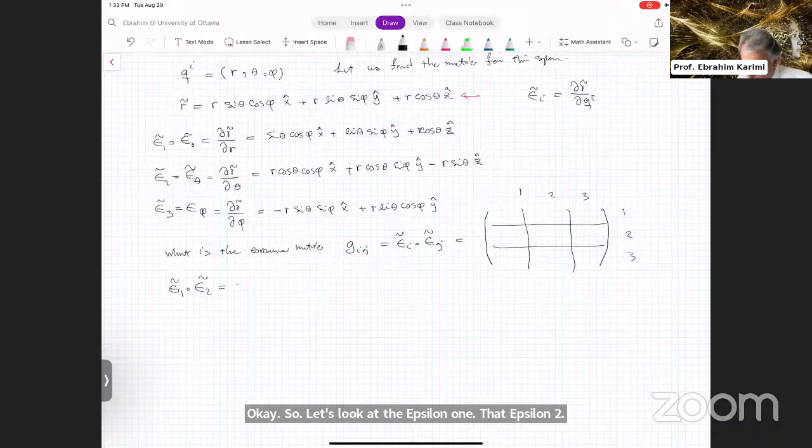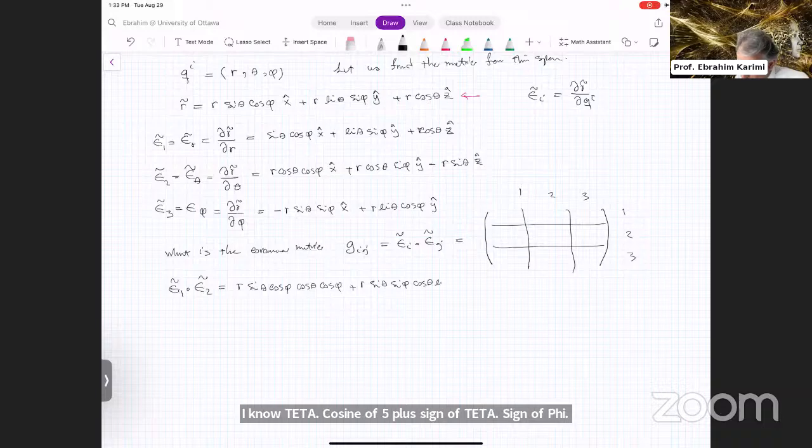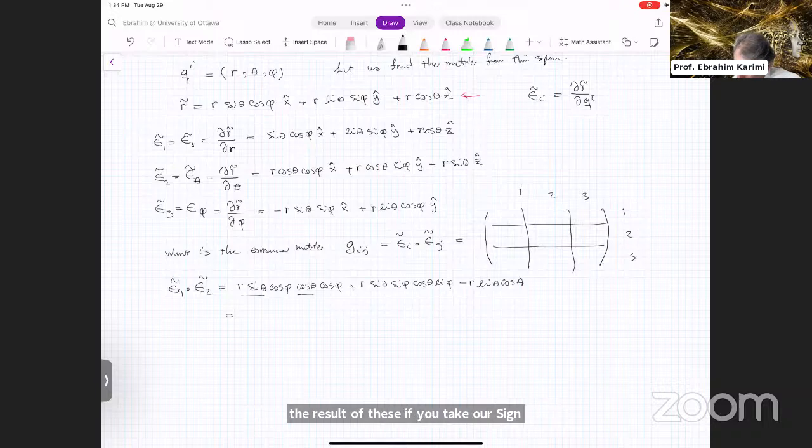So that will be R sine of theta cosine of phi, cosine of theta cosine of phi, plus R sine of theta sine of phi, cosine of theta sine of phi, minus R sine of theta cosine of phi cosine of theta. If you factor out R sine of theta cosine of phi, cosine square of phi plus sine square of phi will be 1. So that will be R sine of theta cosine of phi cosine theta minus R sine of theta cosine of phi cosine theta, which is equal to 0.